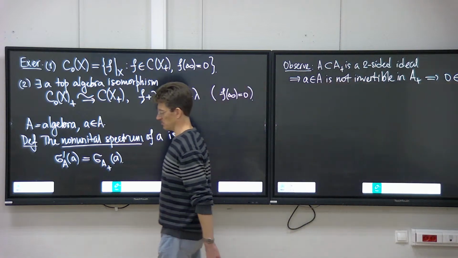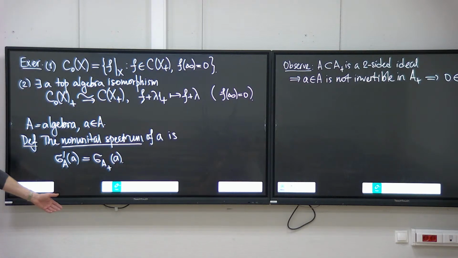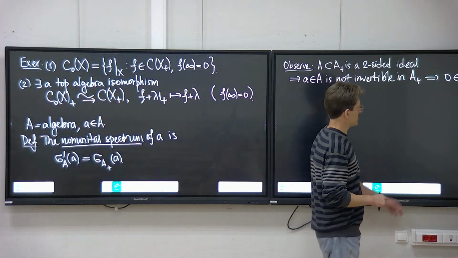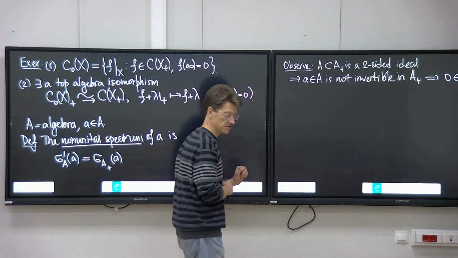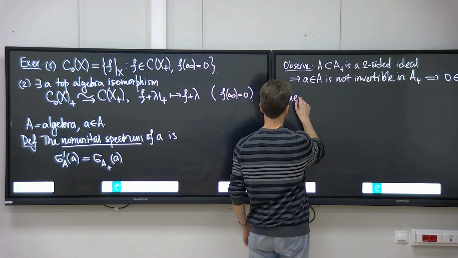Of course, if A is already unital, then the usual spectrum of A doesn't necessarily contain 0. But it turns out that this point is the only difference between the spectrum and the non-unital spectrum. And this follows from our next exercise.